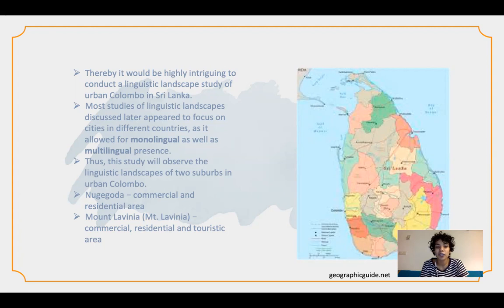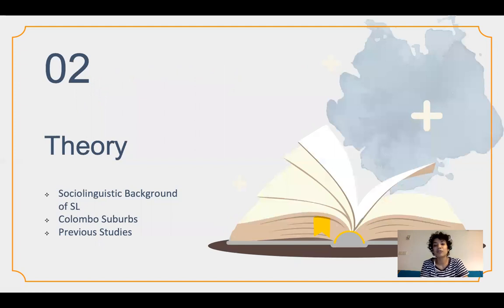So I decided to look at urban Colombo and take two suburbs that I was familiar with, because I am Sri Lankan, therefore I am quite familiar with the Western province. So I picked Nugegoda, which is commercial as well as residential, and Mount Lavinia, which is commercial, residential, and due to the fact that it's situated right on the coast, it's also touristic, well, pre-pandemic, of course. So for those of you who don't know, here is a small map of Sri Lanka. And we'll quickly move on to the theory.